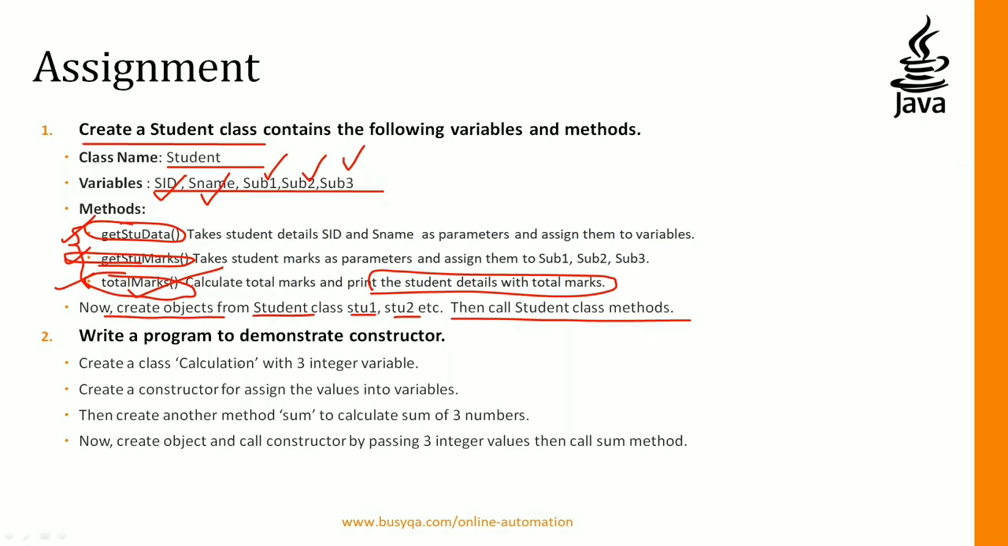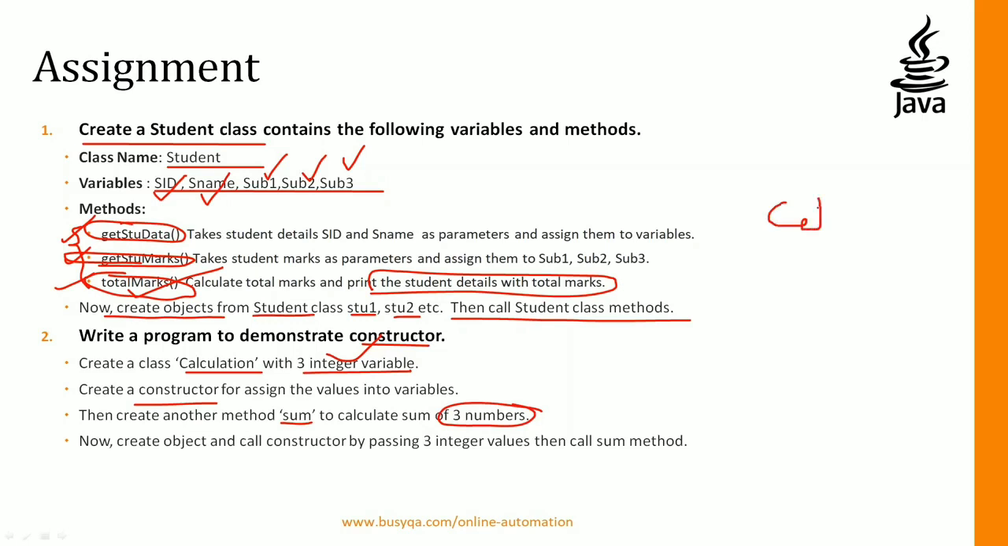The second one is regarding constructors, I guess. Write a program to demonstrate a constructor. Just create a calculation class with three integer variables, let's say x, y, z, and then create a constructor within the class, and the constructor will assign values to these three integer variables. Then create another method, sum, to calculate the sum of these three numbers.